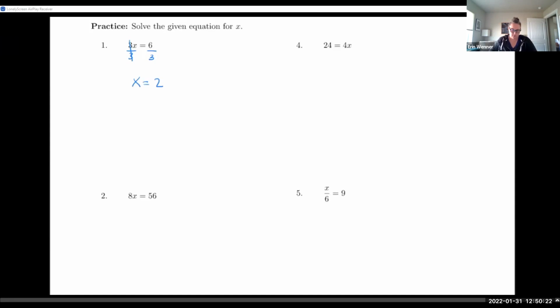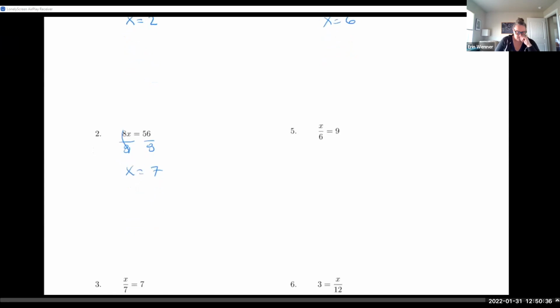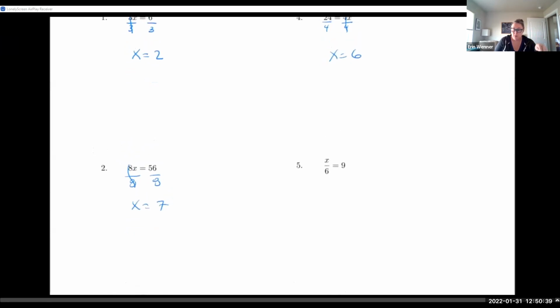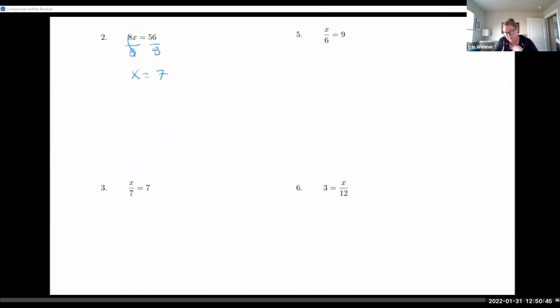Okay, so for number 2, we'll divide both sides by 8 and X equals 7. And number 4, we'll divide both sides by 4 and X equals 6. So 2 and 4 were both multiplication problems that we solved with division. And therefore 3, 5, and 6 are division problems that we're going to solve with multiplication.